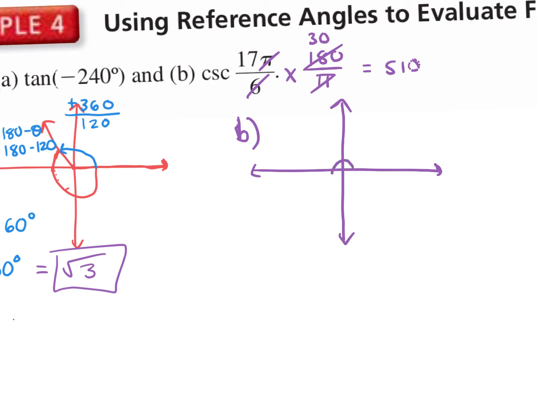How many degrees are left over once we go around the circle once? We went around one full time, so we subtract 360 from 510, and that gives us 150 left. So we go another 90 and then another 60. We're over here in the second quadrant.